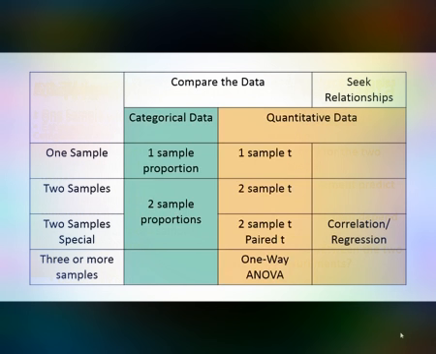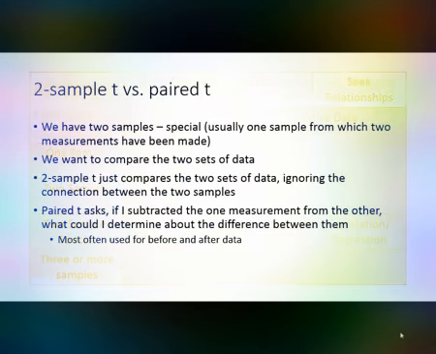When we're looking for that relationship, for a trend between two sets of data, that's called correlation and regression. We're not dealing with means at all, but how the two data values that correspond to the natural pairing line up. But you'll notice there's still one block that has two different tests you might be using. Let's talk about a two-sample t versus a paired t test.